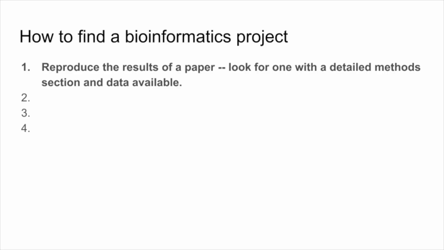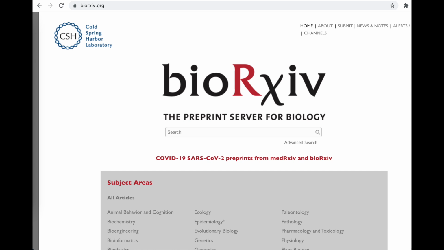So some ideas for projects are, many of them, you start with a paper. So the first one is reproduce the results of a paper. If you don't know where to find papers, the bioRxiv is a good place to start, because it is free and open. You look for a paper with a detailed method section and data available, and you just try to reproduce the exact thing that they did.